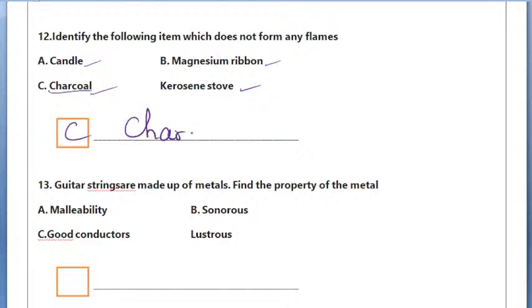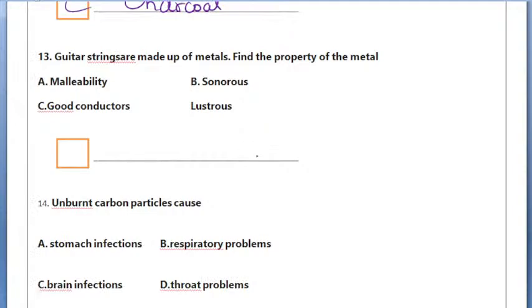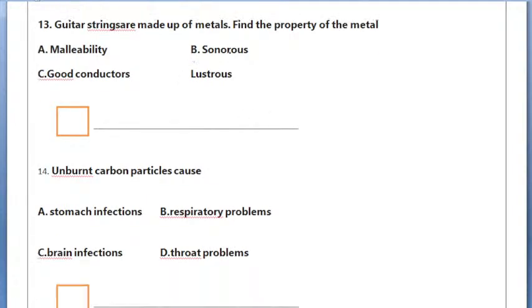Okay, charcoal is the one item that does not form any kind of flame when we burn it. The next question, guitar strings are made up of metals.